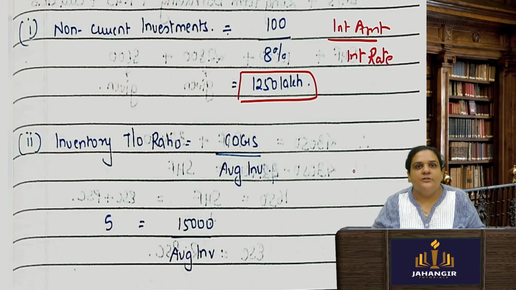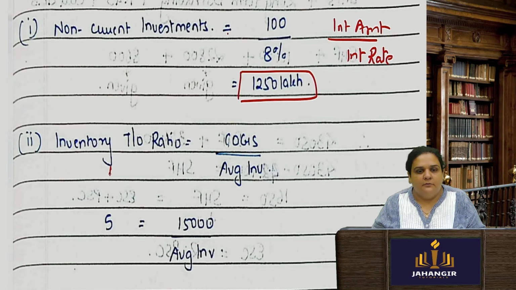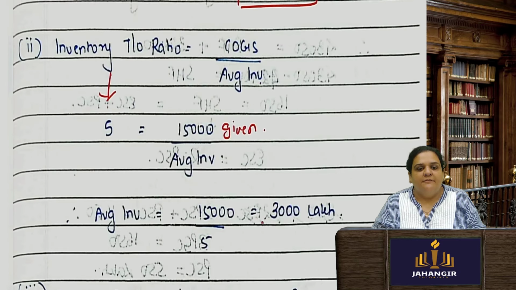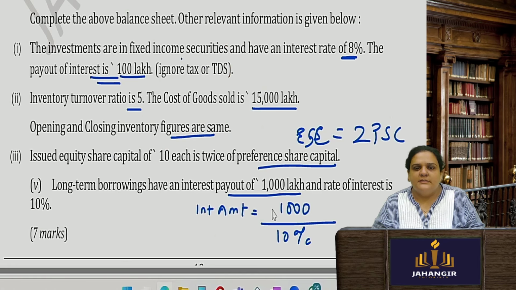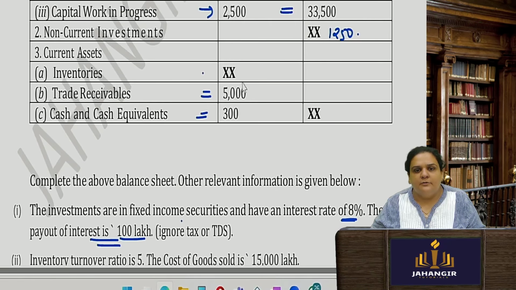Inventory turnover ratio is 5 given. COGS given. Average inventory I don't know. So average inventory will be 15,000 upon 5, 3,000 lakh. And they have told me opening closing is the same. So here also I will write 3,000. So 3,000 plus 5,000 plus 300. This total I will bring it here. So now I know it, 8,300.